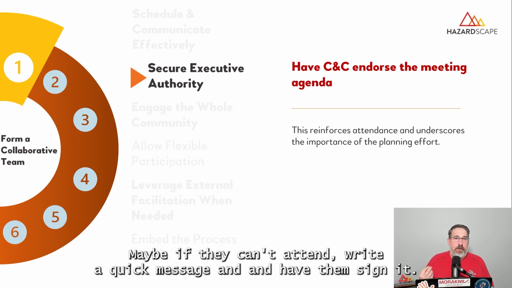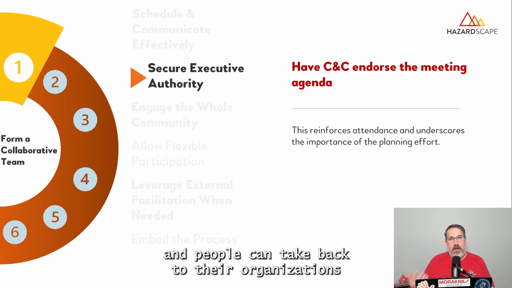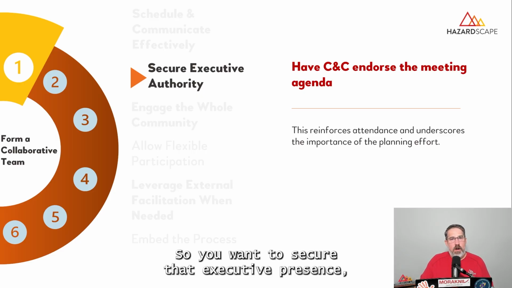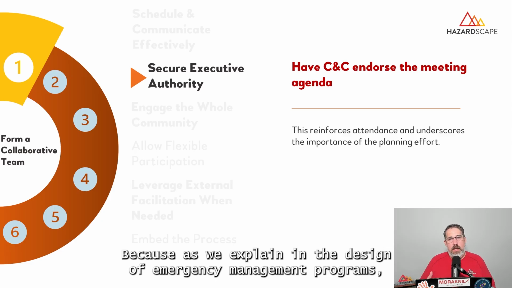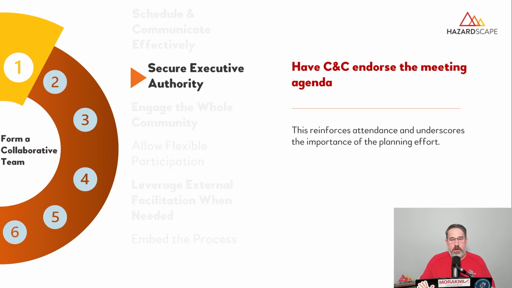Have them maybe, if they can't attend, write a quick message and have them sign it. And that's something you can pass around and people can take back to their organizations to show that the nation is committed and that this is a priority. So you want to secure that executive presence. And that can even be done through showing them a band council resolution, because as we explain in the design of emergency management programs, having that band council resolution or bylaw in place is really important.